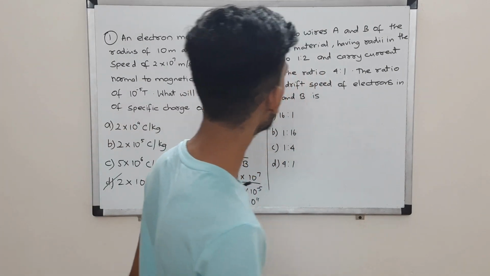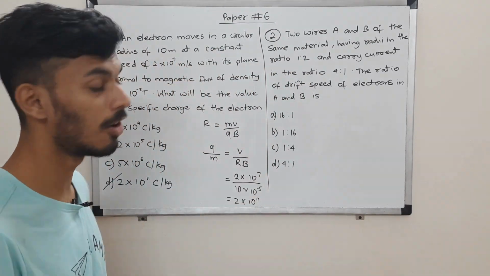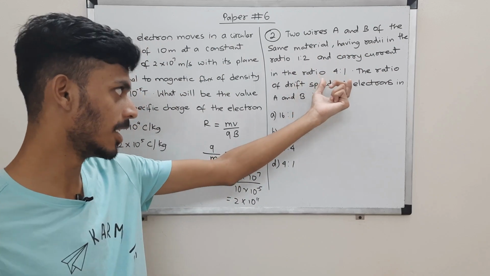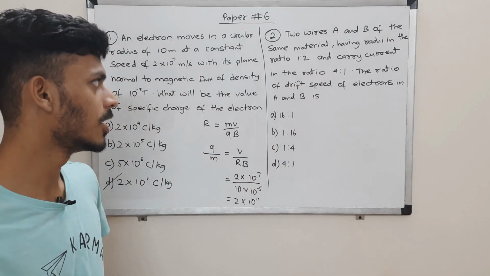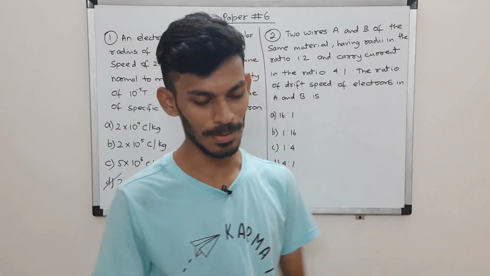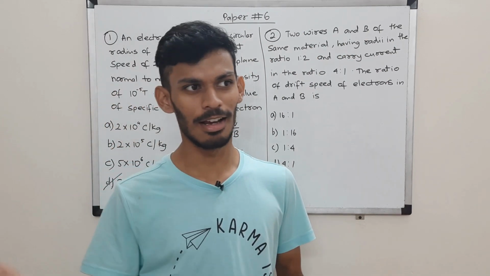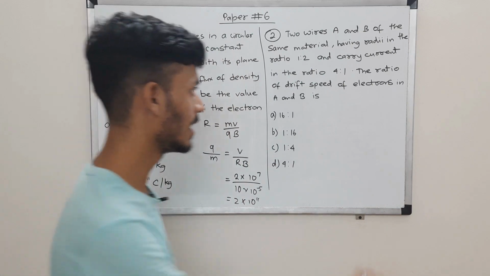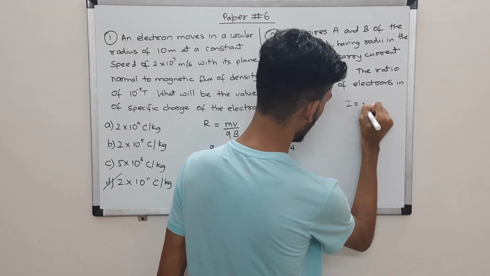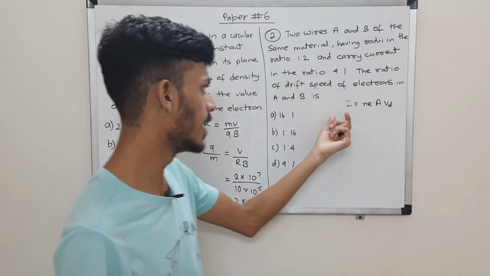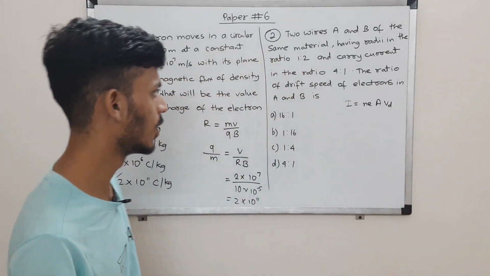Okay, let's come to this one. Here we have two wires A and B of the same material having radii in the ratio this and current in the ratio this. You are supposed to find the ratio of the drift speed in A and B. So we are just supposed to know an equation that connects your current with drift speed, and that is I is equal to nAeVd. So I is the current and Vd is the drift velocity over here.